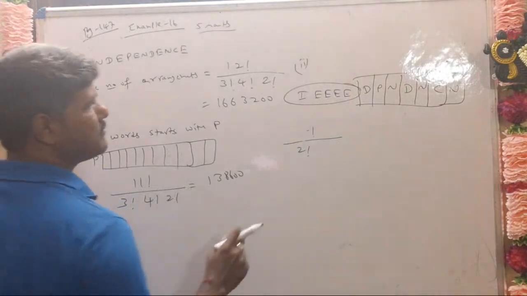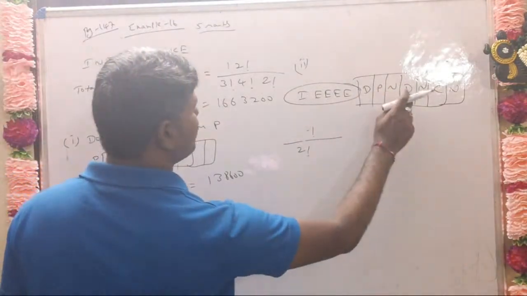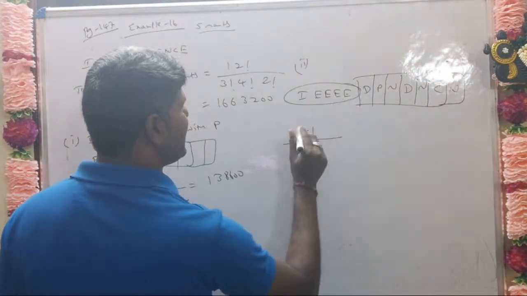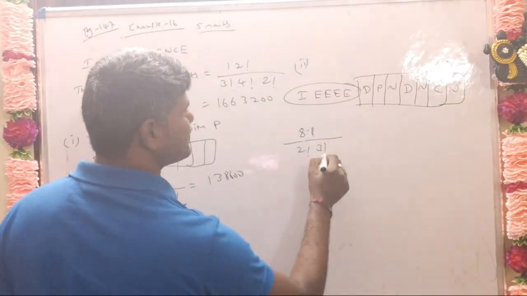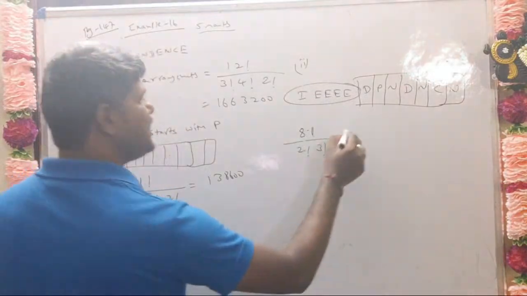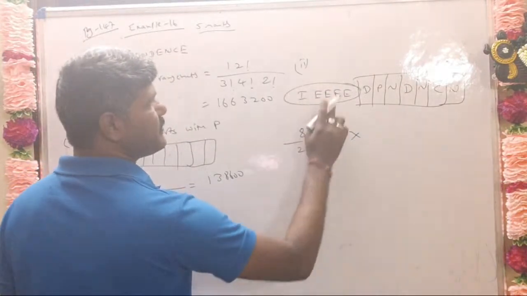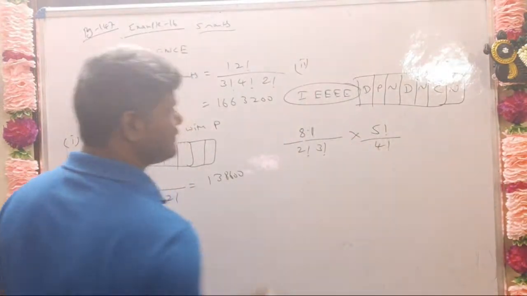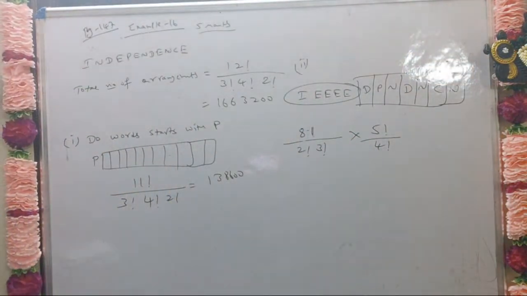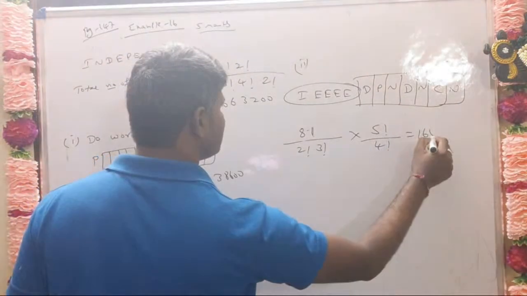Total 12, no? Yes, sir. 1, 2, 3, 4, 5, 6, 7 plus this one. 8 factorial by. D repeated 2 times. N repeated 3 times. That's it. Into these vowels internally we can arrange in 5 factorial by. E how many times are there? 4 times. 4 factorial. Understand? So what is the answer you will get? 16800. If you solve this you will get 16800.